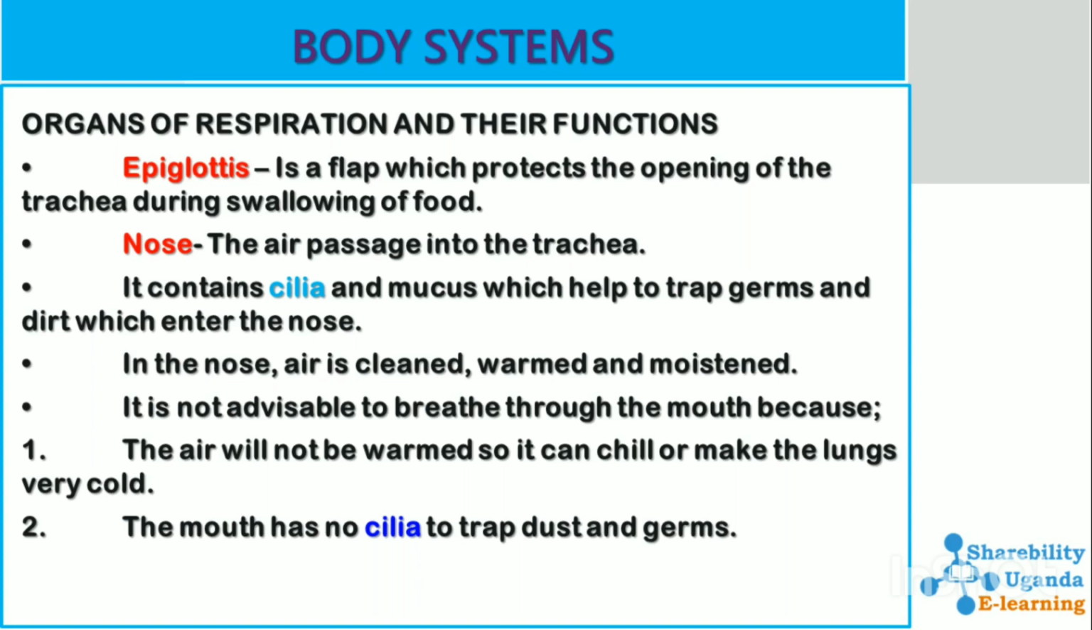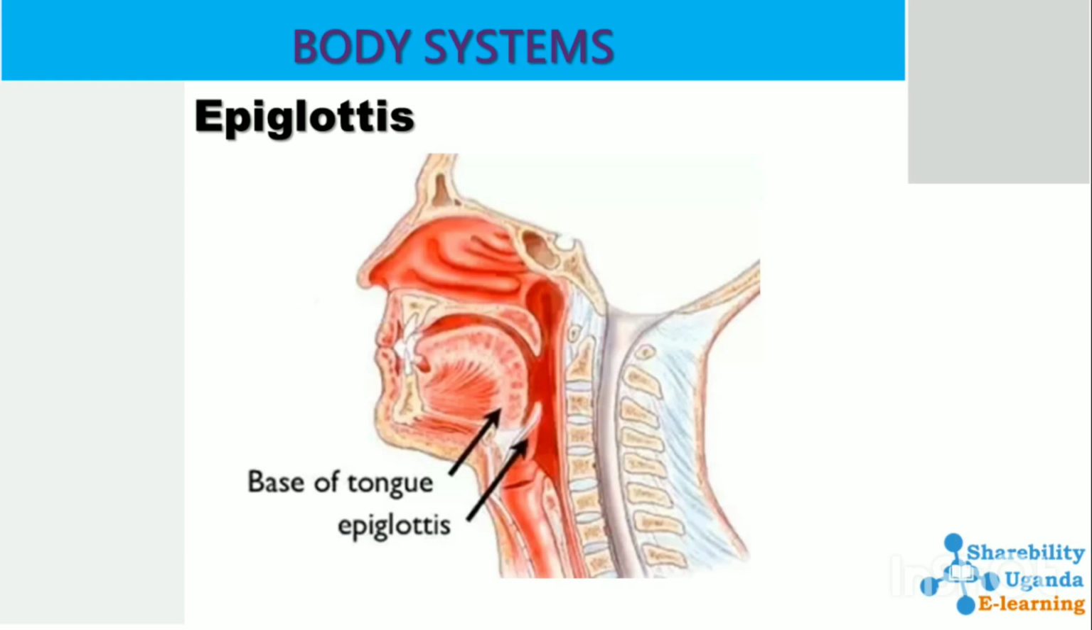It is not advisable to breathe through the mouth simply because the mouth has no cilia to trap dust and germs, and the air will not be warmed, so it can chill or make the lungs very cold. This is how the epiglottis looks. The flap where the black down arrow points is the flap, which we call scientifically the epiglottis.